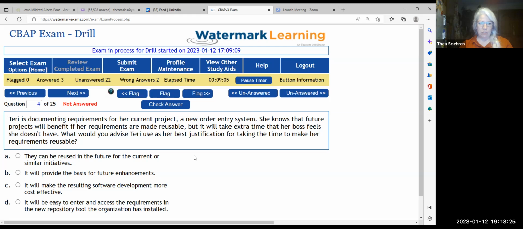A, that they can be reused in the future for the current or similar initiatives. B, it will provide the basis for future enhancements. C, it will make the resulting software development more cost effective. Or D, it will be easy to enter and access the requirements in the new repository tool the organization has installed. Are there any of those answers that we know are not right?